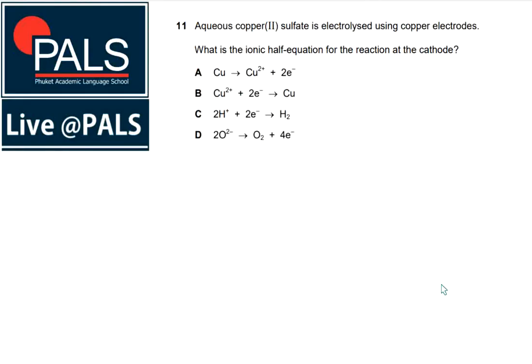The correct answer is letter B. Why is this so? The copper cation will be discharged since copper is less reactive than hydrogen, which means it has less ability to remain positive.